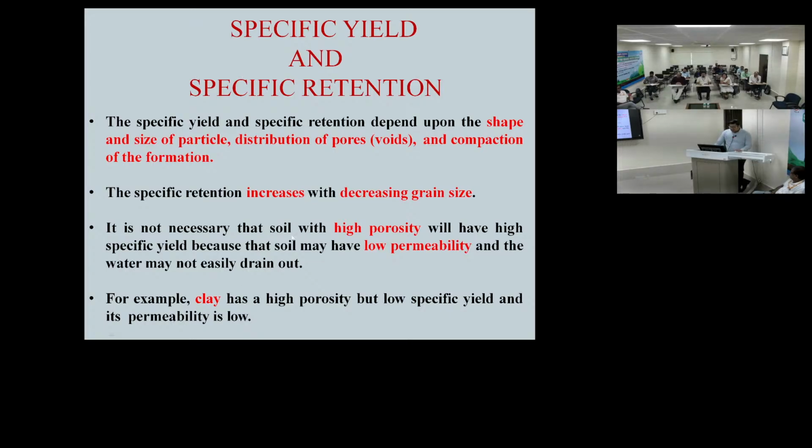So it is not necessarily that soil with a high percentage of porosity has a high specific yield, because the soil may have low permeability and water may not easily drain out. For example, see the clay, as I have told, clay has a very high porosity, but it is less permeable because the spaces are not interconnected. It holds water, but there are no interconnected spaces.